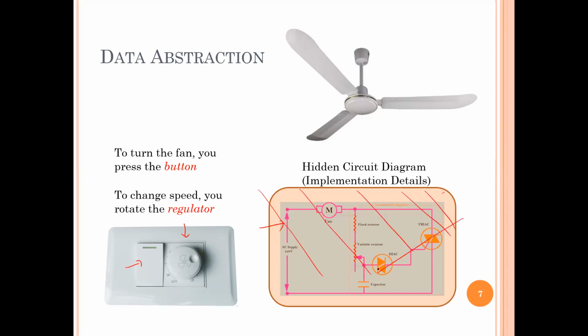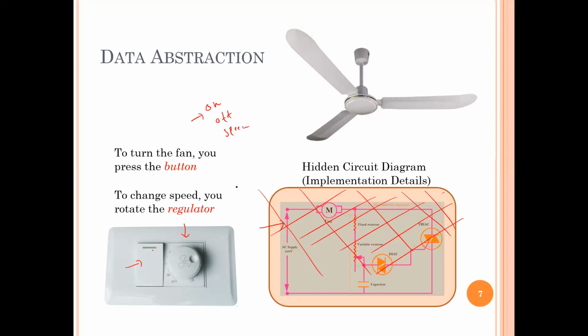We are an end user. This is the job of the person who is designing the fan, how this circuit would work. As an end user, I know what I can do. I can turn it on, I can turn it off, and I can change the speed. And if I have to turn it on, I just press this button. I don't care what is the circuit that is completed when I press the button and how the fan starts revolving, right? So this is what we call abstraction, right? Hiding details, hiding some implementation details.